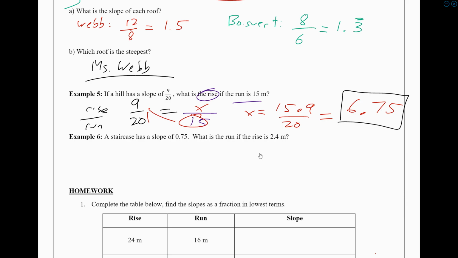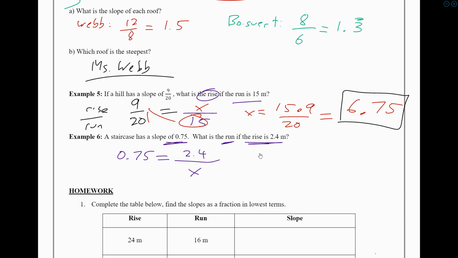A staircase has a slope of 0.75. What is the run if the rise is 2.4? Okay, so the slope is 0.75, and that is a rise of 2.4 over a run of something that I don't know.